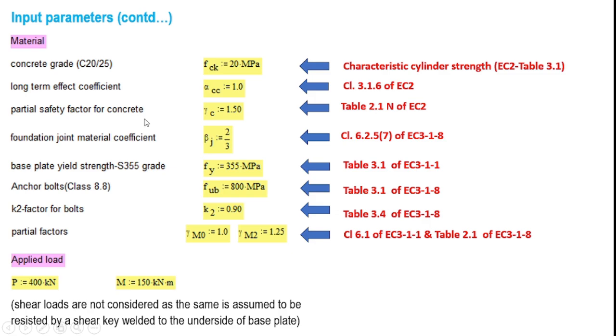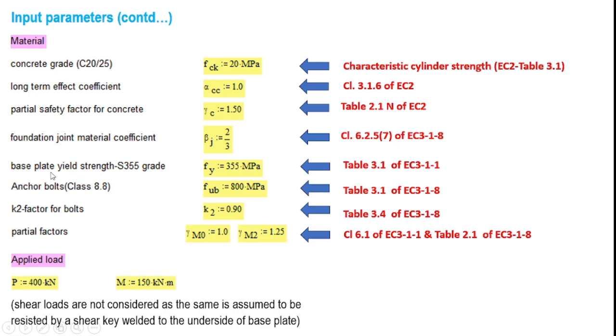Then I presume that you have some basic understanding of the partial safety factors also. So the partial safety factor for concrete gamma C is taken as 1.5. You can directly have it from table 2.1N of EC2. Then there is a foundation joint material coefficient beta j, that is taken as 2/3, which essentially depends on the grout thickness as well as the grout strength also. And this shall be taken as per clause 6.2.5(7) of EC3 1-8.